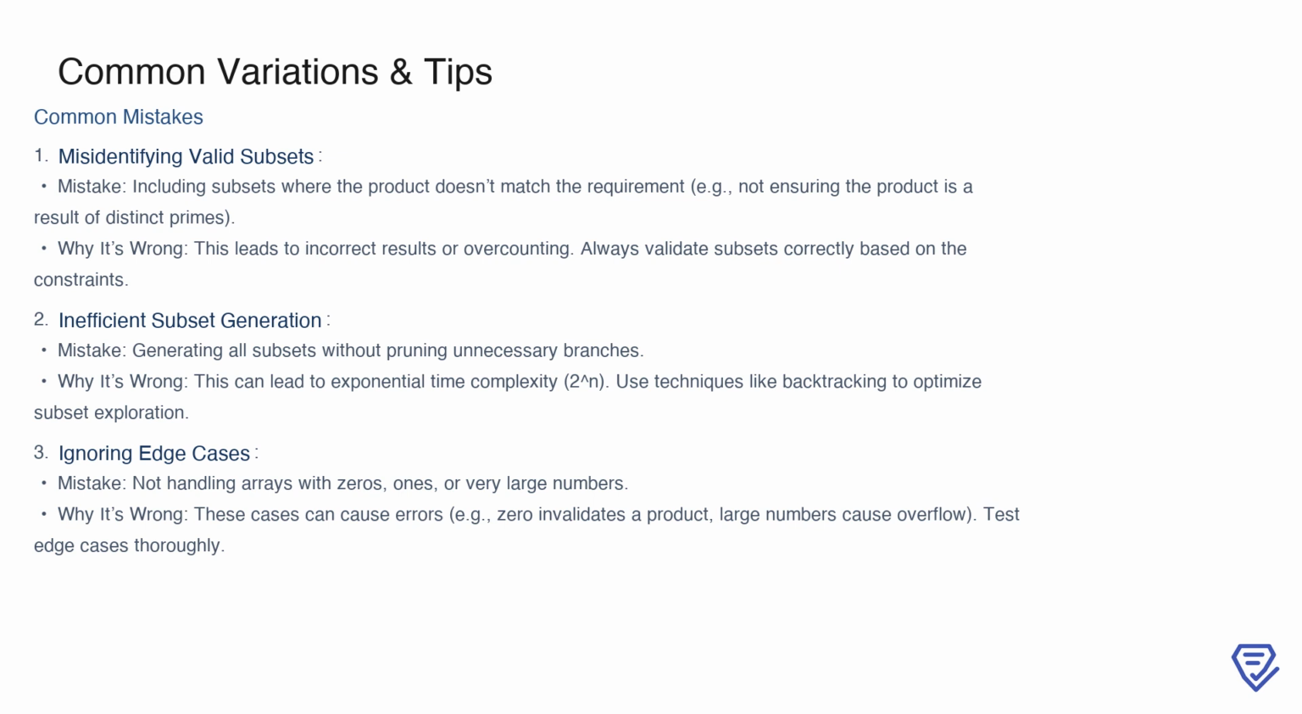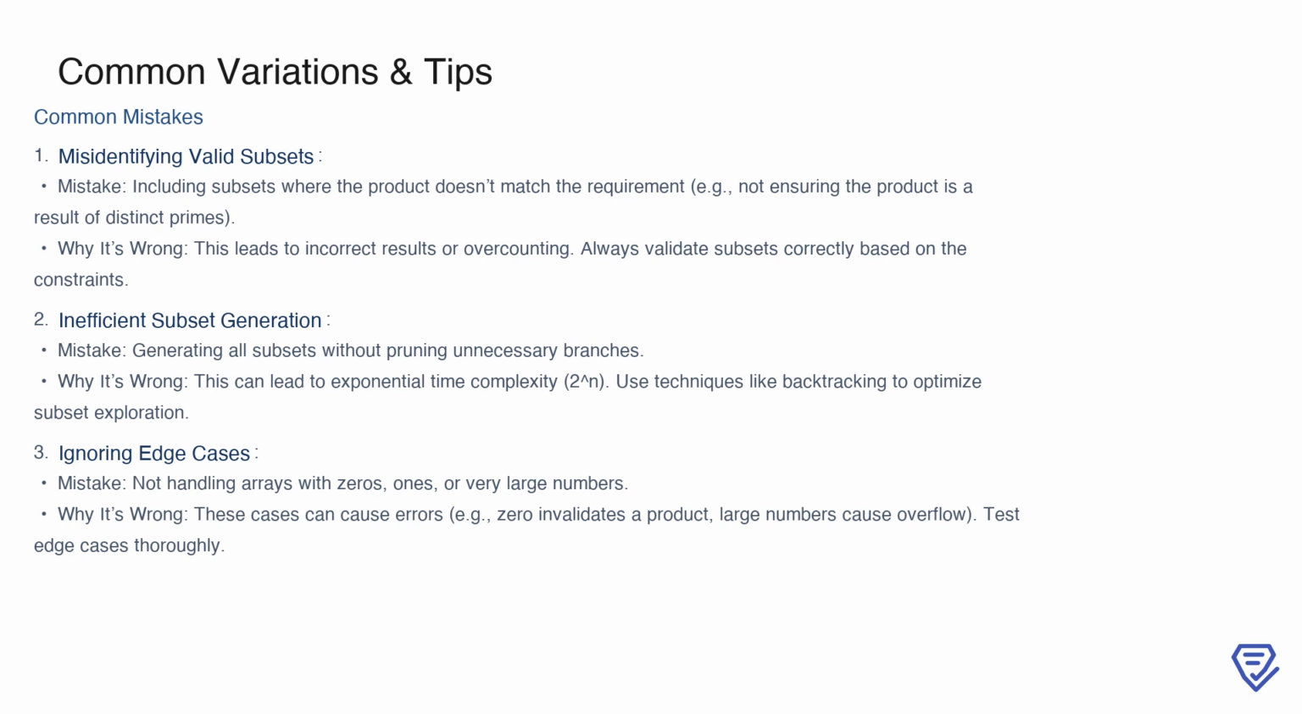Another issue is inefficient subset generation. Generating all possible subsets without pruning unnecessary branches can result in exponential time complexity, which is impractical for larger inputs. Using techniques like backtracking can help optimize this process. Lastly, ignoring edge cases can cause major errors.